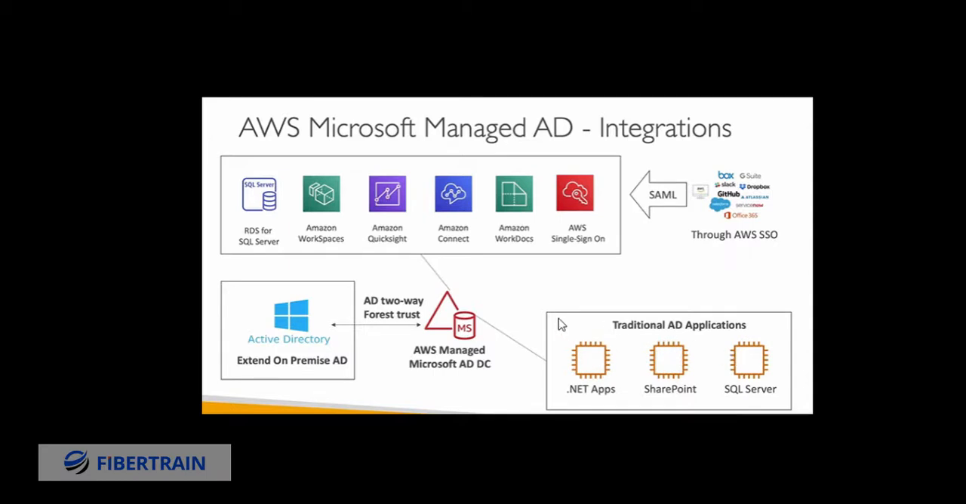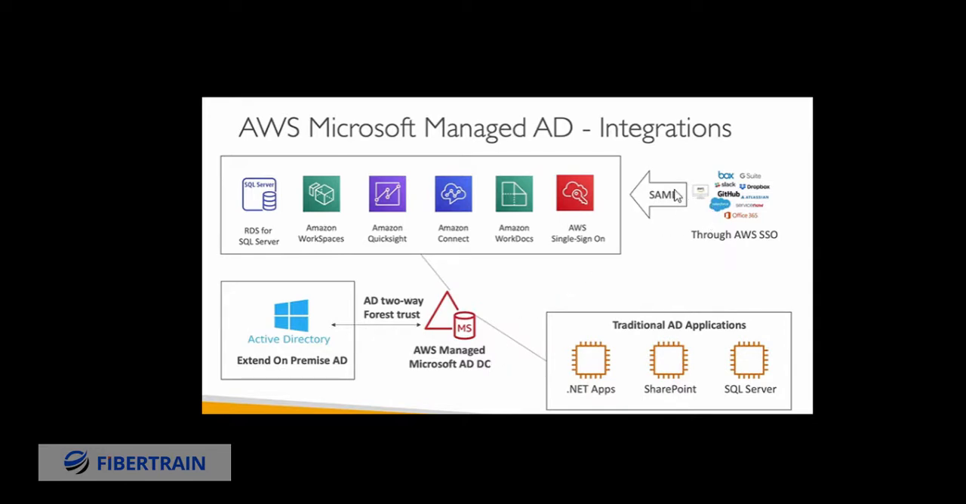Now, other applications that can be integrated into your AWS Managed Microsoft Active Directory domain services are RDS, the Relational Database Service for SQL Server, your Amazon WorkSpaces, Amazon QuickSight, Amazon Connect, Amazon WorkDocs, even AWS Single Sign-On. All of these could be integrated into your AWS Managed Microsoft Active Directory domain controller.